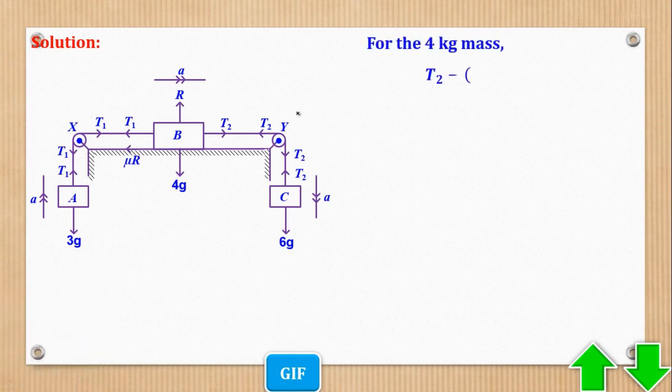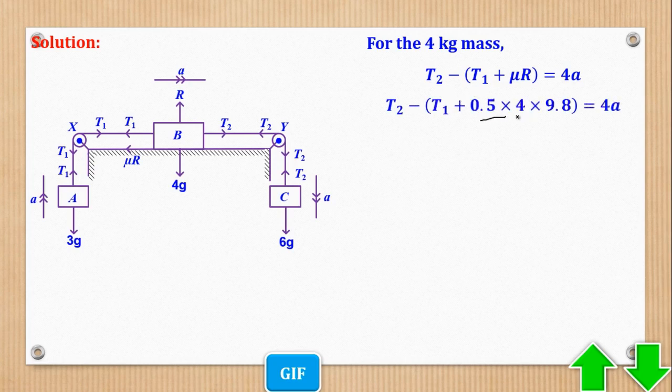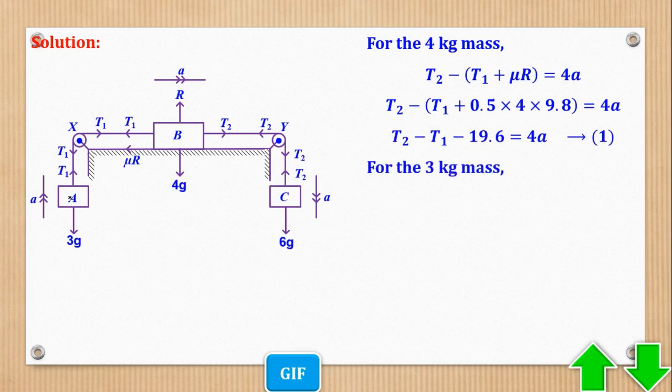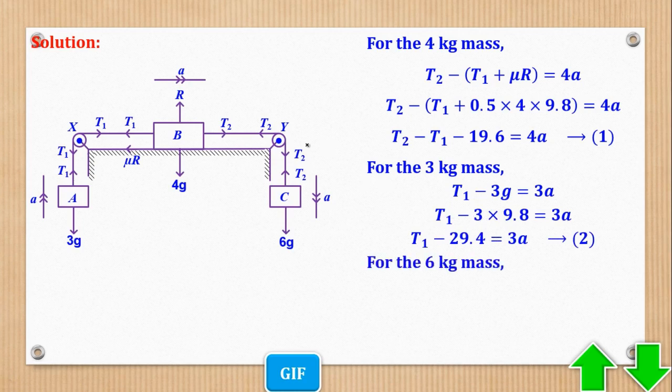So now for the 4 kilogram mass, we shall see that this minus these two is equal to MA, which is 4A, as you can see it here. Then you can substitute for coefficient of friction, mass, because this R is MG. So 4 times G. Simplify to get equation 1. Then for the 3 kilogram mass, it will be this minus this equal to MA, which is 3A. Substitute for G and get equation 2. What about for the 6 kilogram mass? So still this minus this equal to MA. Substitute for G and get equation 3.